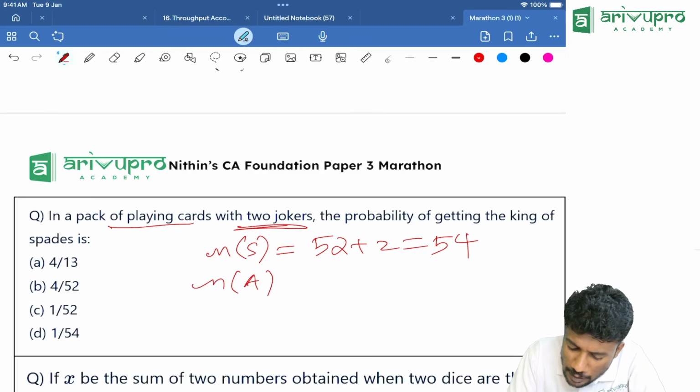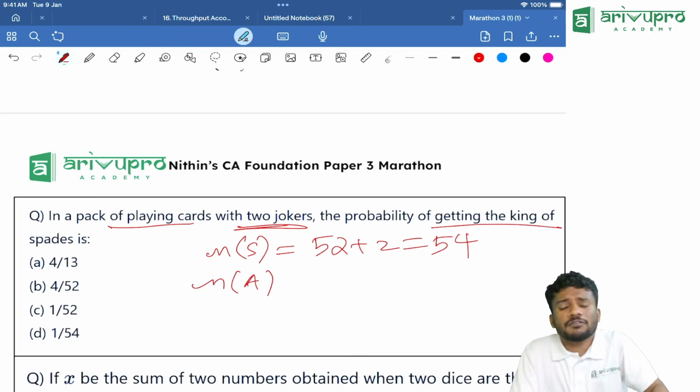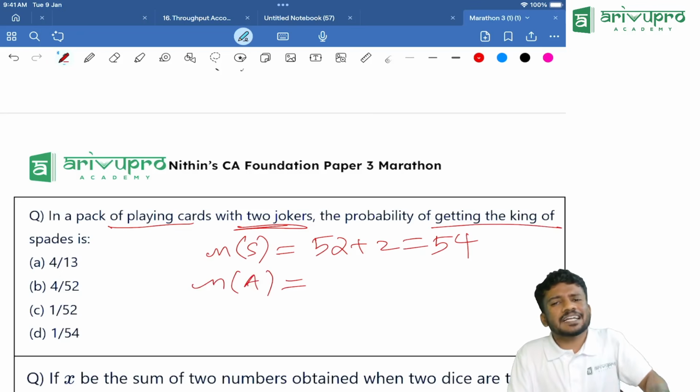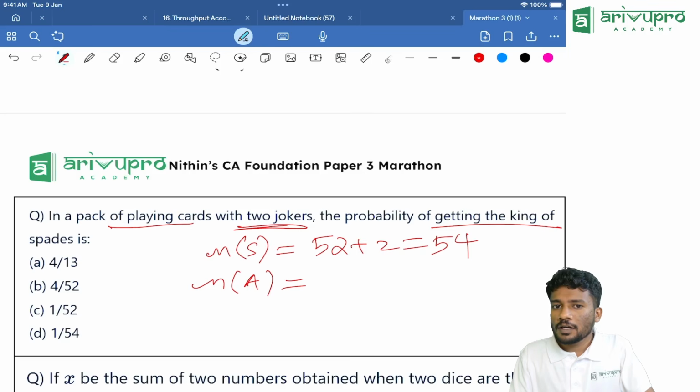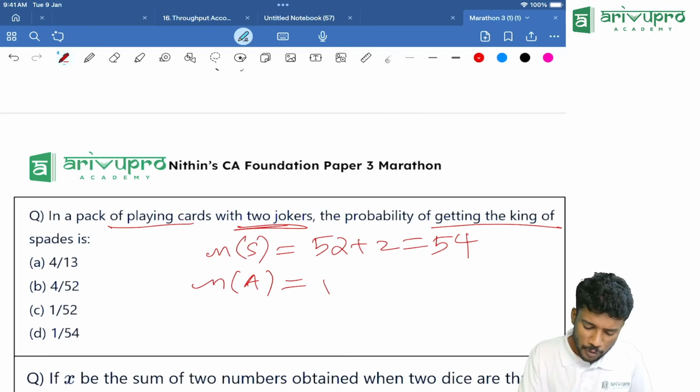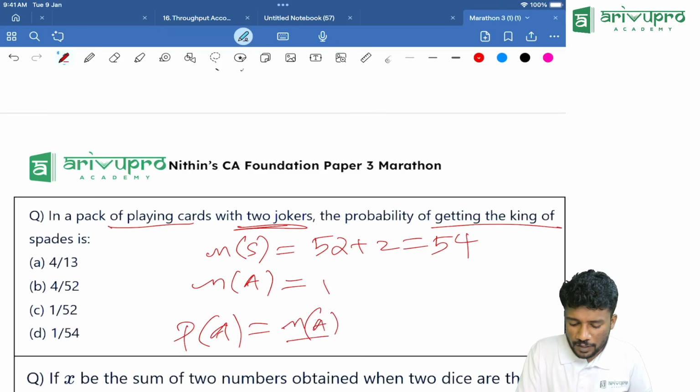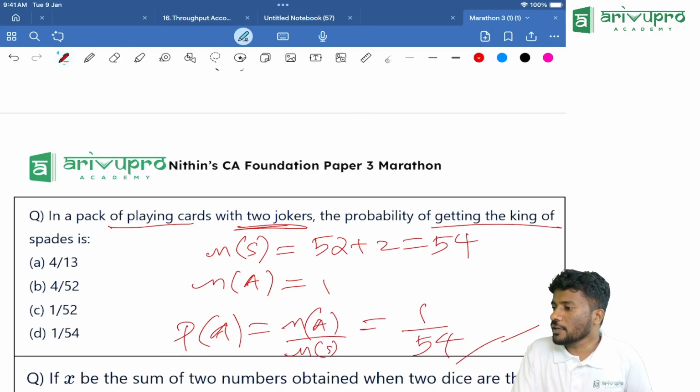Now you tell me what is n of A. We need to know the probability of getting the king of spades. How many kings are there in spades? Only one king is there. So n of A is 1. Now you tell me what is P of A, or probability of A. That is n of A divided by n of S, which is equal to 1 by 54.